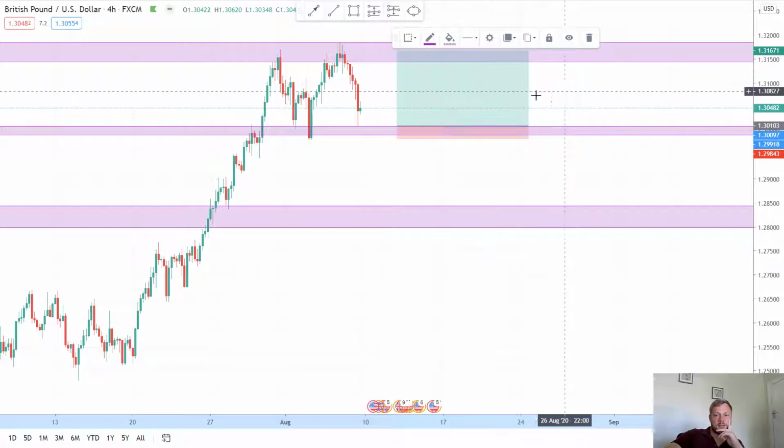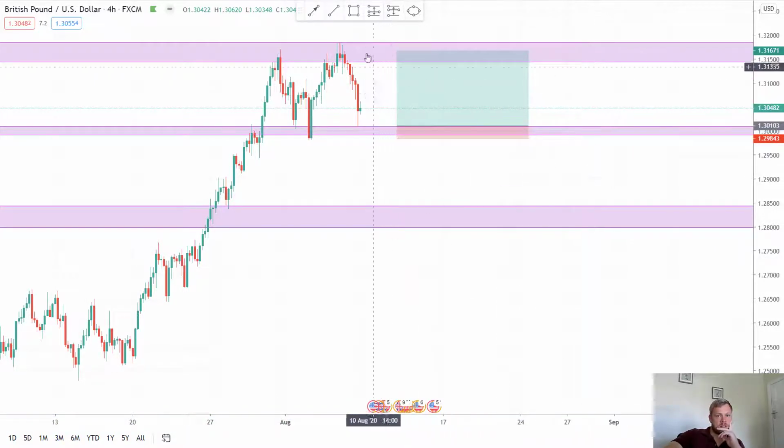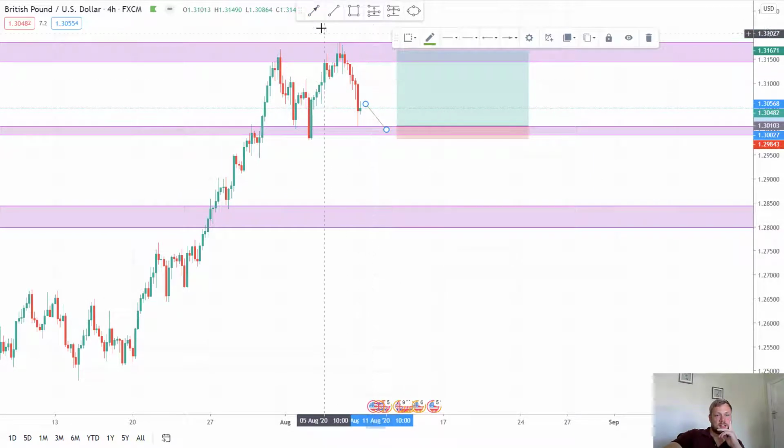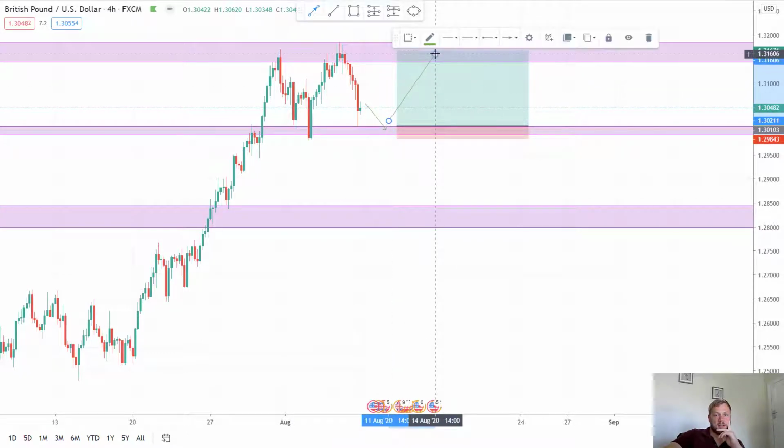That would give me a risk to reward of 1 to 6. So a lovely trade to be had there. So that's what we want. We want to see a nice bounce, clear sign of rejection, and then we want to take the trade all the way up back to this zone here.